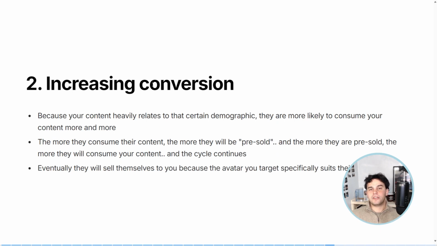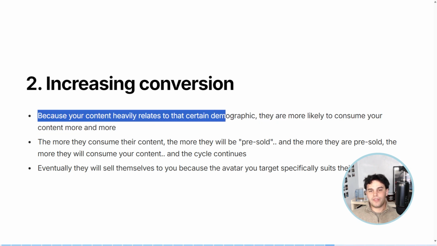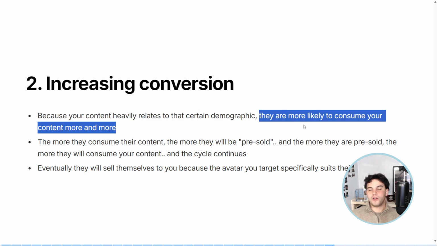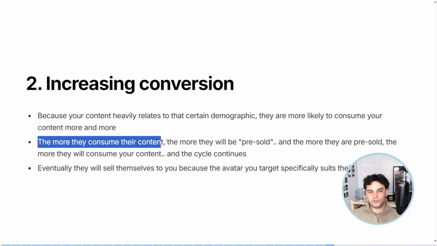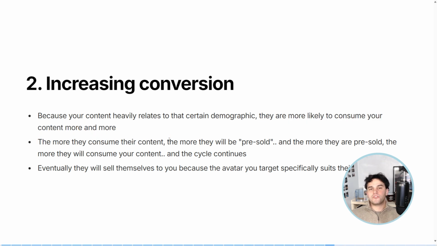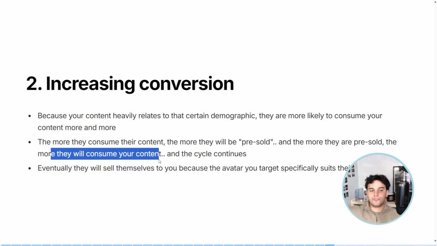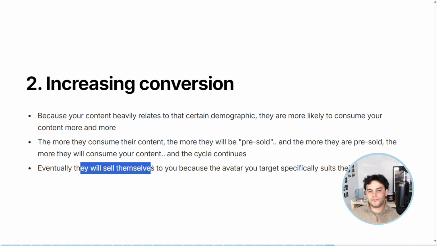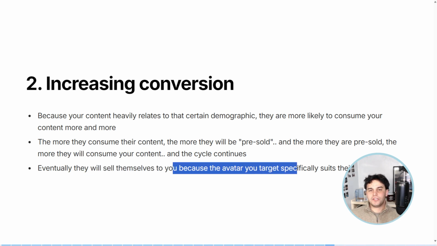We want to be increasing conversion by targeting a specific niche. Because your content heavily relates to this certain demographic, they're more likely to consume your content more and more. And the more that they consume your content, the more that they will be pre-sold. Essentially, they're already sold with the idea of being your client. And the more that they are pre-sold, the more that they will consume your content, and this cycle continues. And essentially, they will just sell themselves to you because the avatar you target specifically suits their situation to a T, or it suits their situation more so compared to other people in the marketplace.